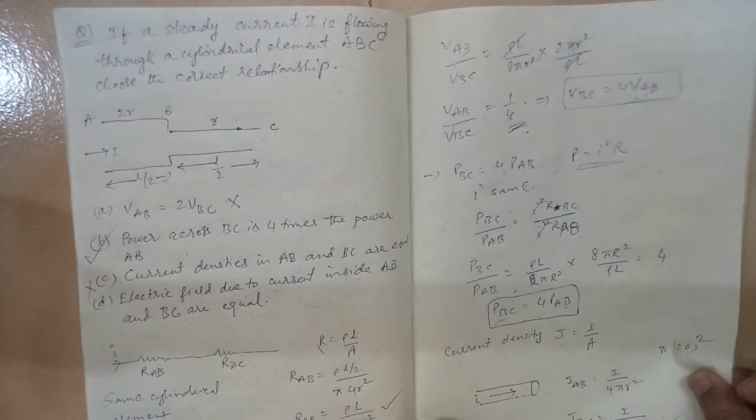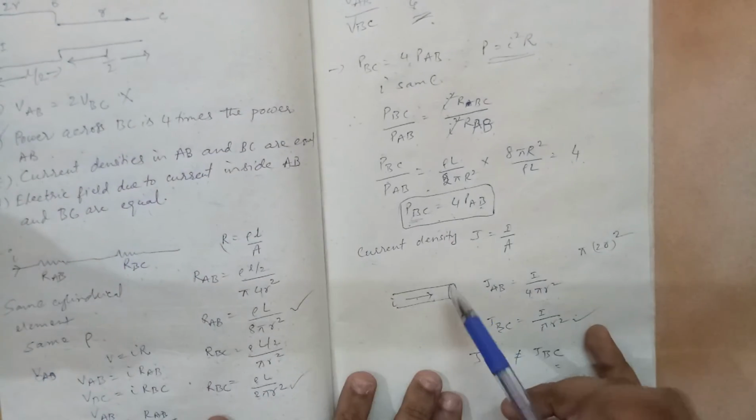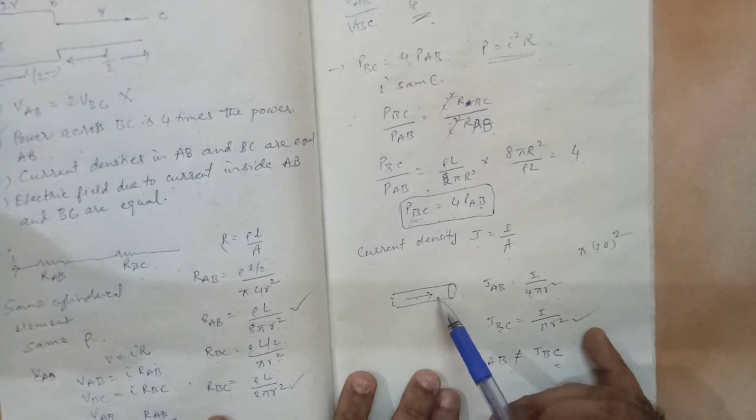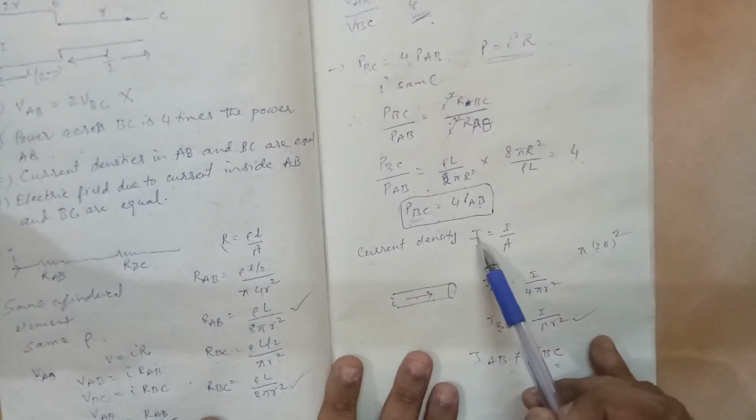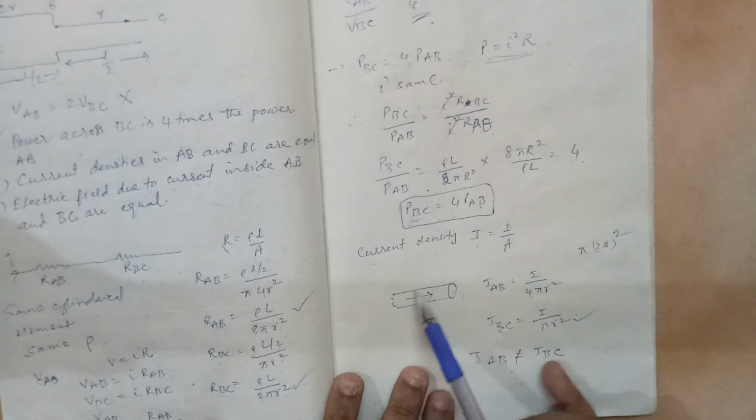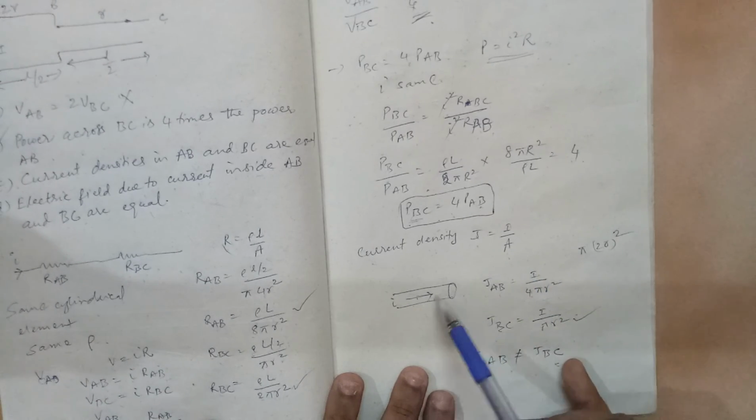Okay, so just remember this point, that whenever you take the areas for finding out J, the area and the current are normal to each other.